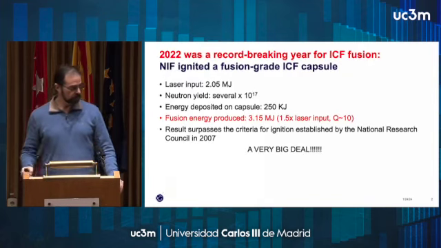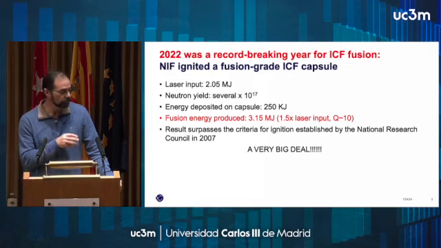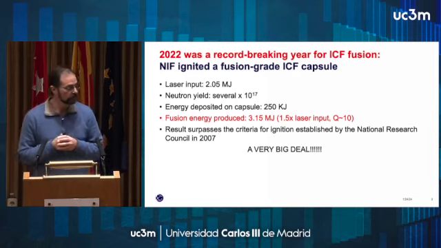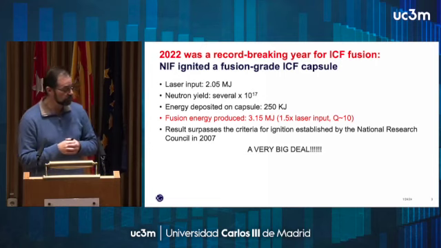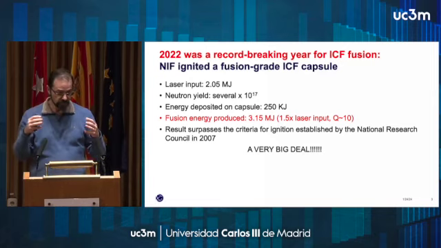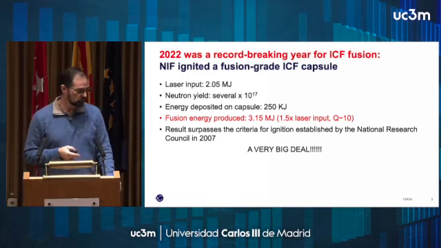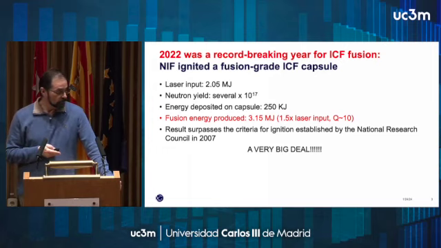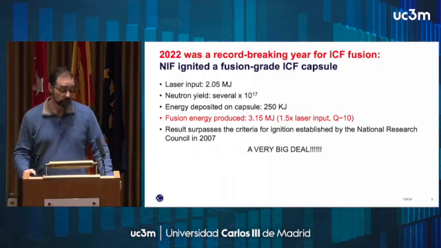So just to frame the talk, it's really a great time to be working on fusion. 2022 was a record-breaking year for ICF. This is inertial confinement fusion, the one that we'll describe later. You shine lasers on a pellet and you compress it and it ignites. The laser input in particular is 2 megajoules, give or take, and the neutron yield was several 10 to the 17. The energy deposited in the capsule, because it's an inefficient process right now, is 250 kilojoules, and we produce 3.15 megajoules out. Which corresponds to a gain of 10 versus the energy on the capsule and 1.5 of what we put in the laser. So this actually surpasses all criteria for ignition established by the National Research Council in 2007. So it's a very big deal.